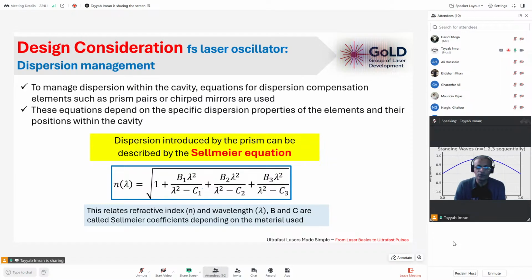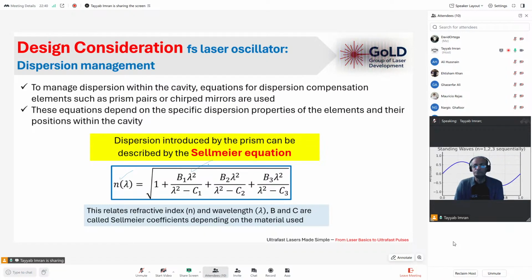This equation relates the refractive index and lambda. All the others, like B and C, are constants, called the Sellmeier coefficients, and they depend on the material. When you buy the material, usually these values come with the data.